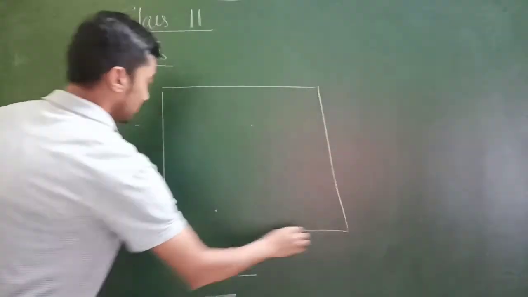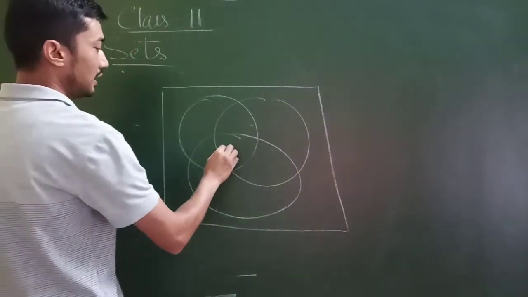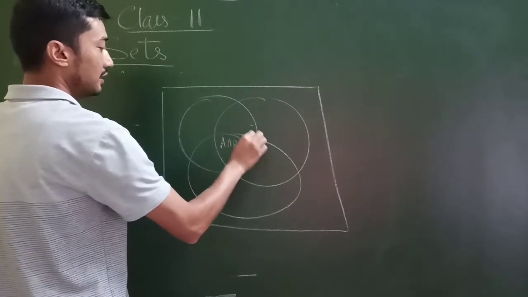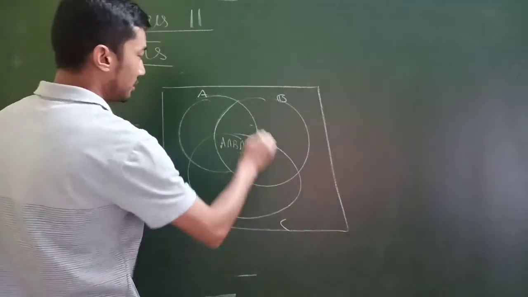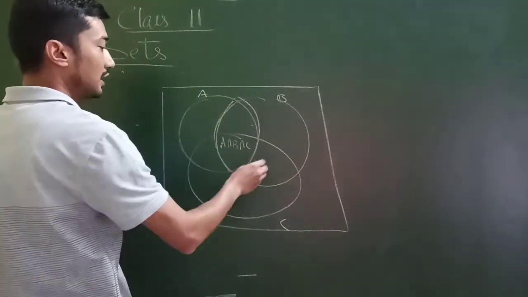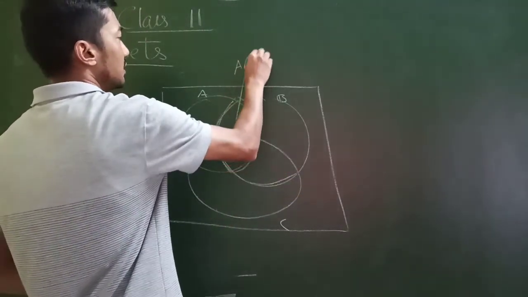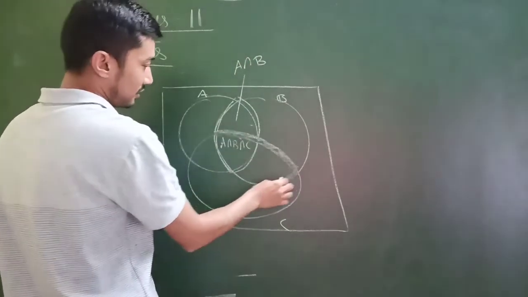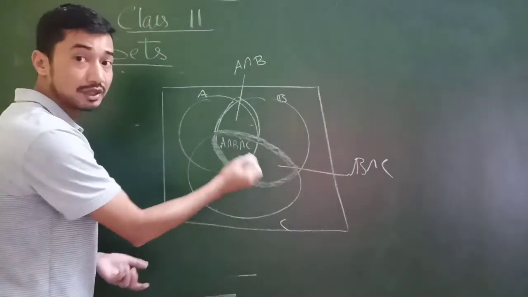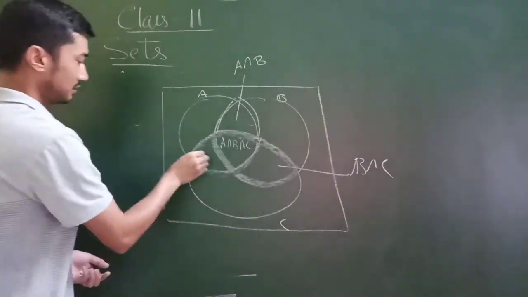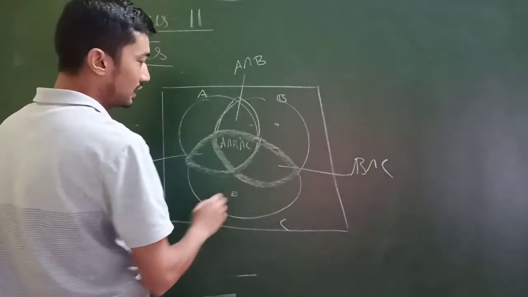The last thing here for you. This is A intersection B intersection C, the common region. And the last thing: A, B, C. This region is A union B. This will be B intersection C, if there is any common element, and A intersection C, and then purely A, purely B, purely C.